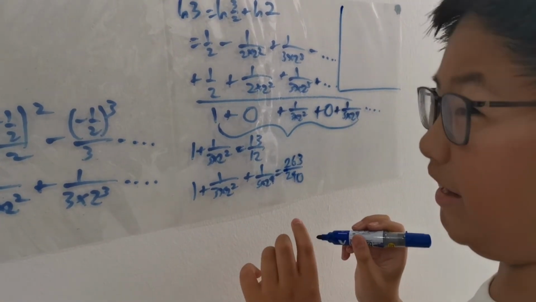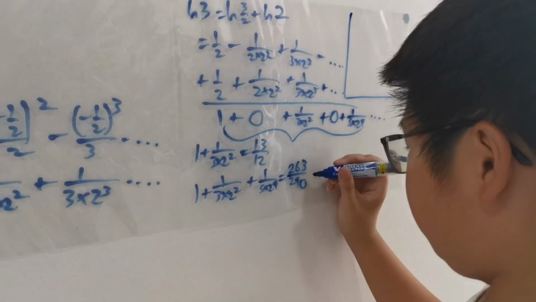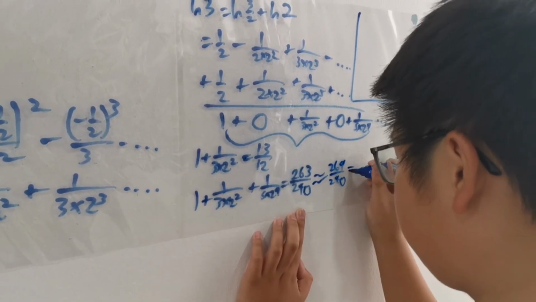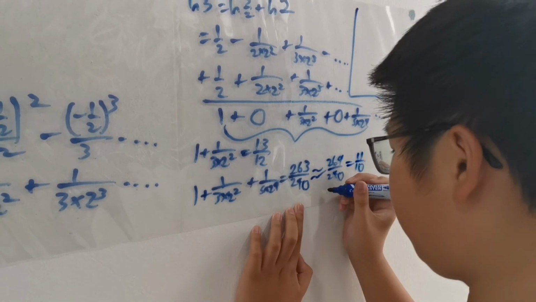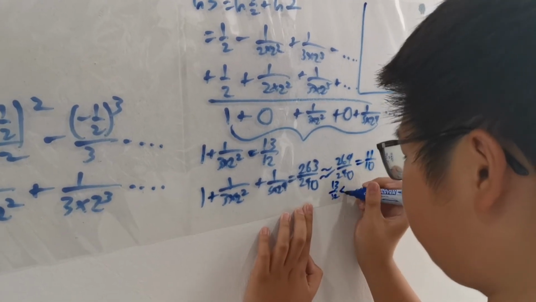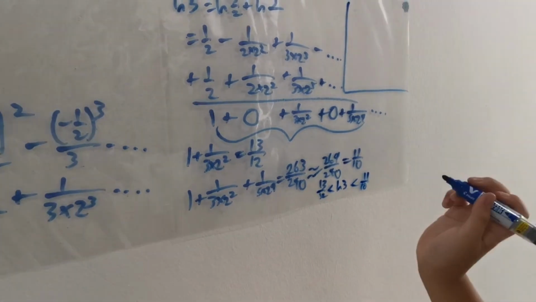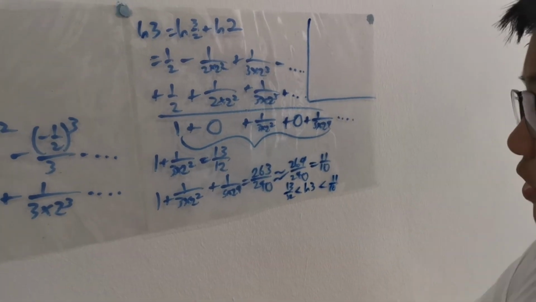This is a lesson about planning ahead. Now, we can round this up to 216/240 equals 11/10. Therefore, 13/12 is less than ln 3, which is less than 11/10. That is exactly the statement we are supposed to prove.